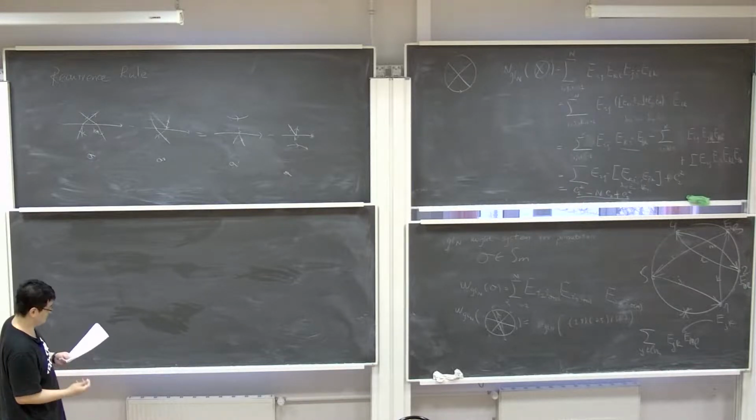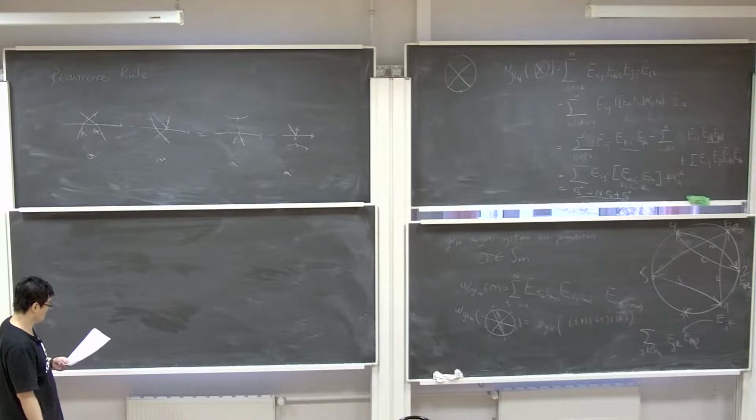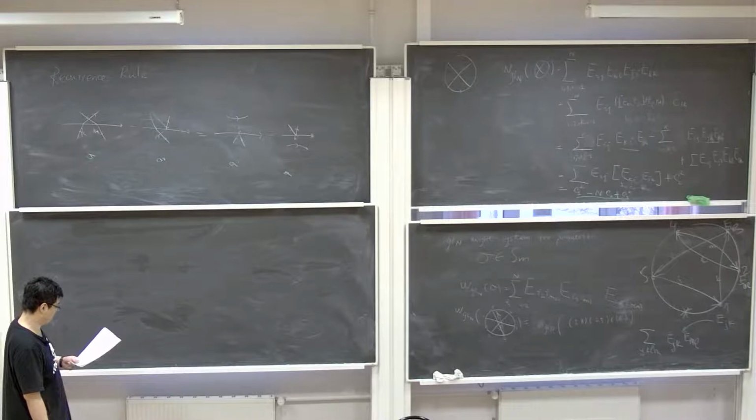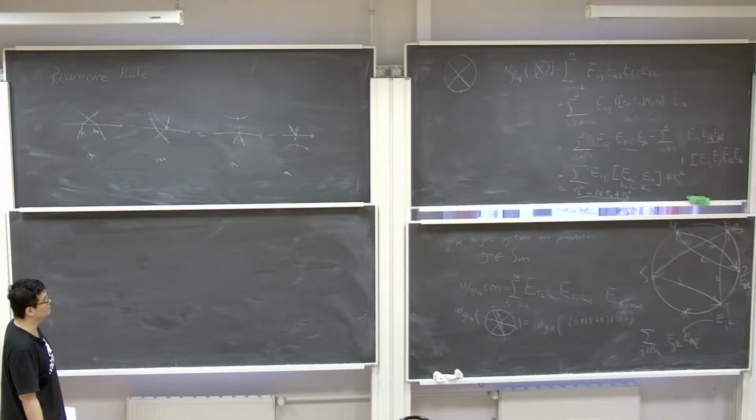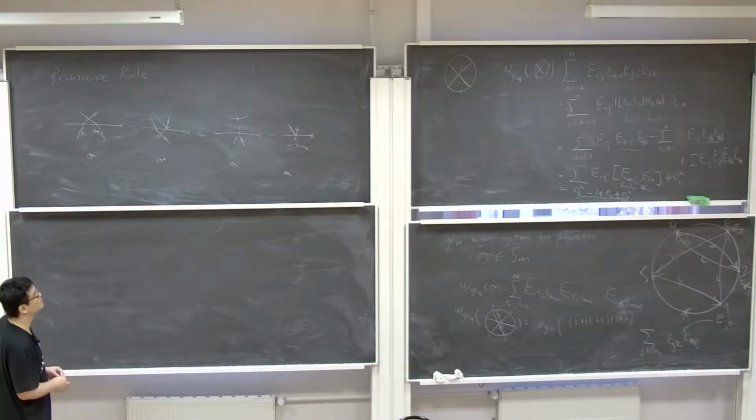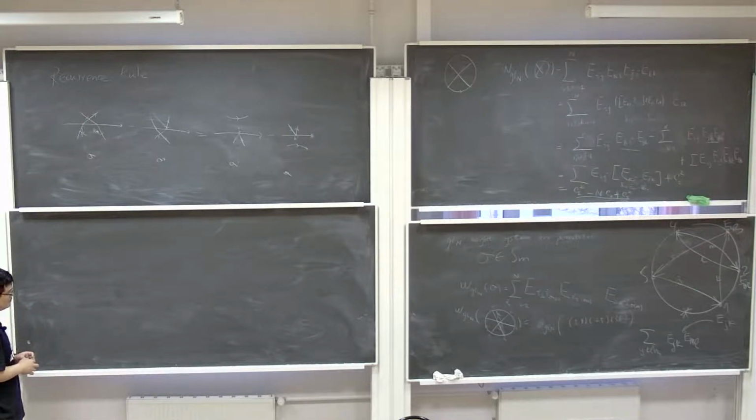Recurrence rule is a way to simplify, to replace the computation of the GLN weight system on a complicated permutation by computations on a number of simpler ones.